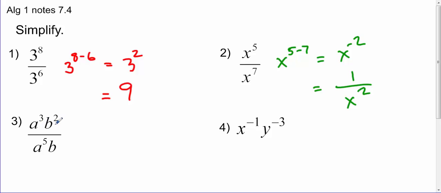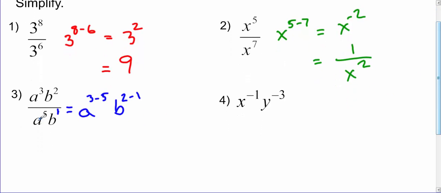Alright, on 3 and 4 we have multiple variables to deal with. So on number 3, a cubed b squared divided by a to the 5th b. I'm going to treat these one at a time. For a, it's a to the 3 minus 5, and for b, it's 2 minus, and remember there's an implied or invisible 1 right there. So this would give me a to the negative 2 times b to the 1st. Now again, we don't like that negative exponent, so we're going to move that a term to the denominator, and when we switch sides, it changes the exponent's plus or minus symbol. So in this case it goes from negative to positive, so b over a squared.